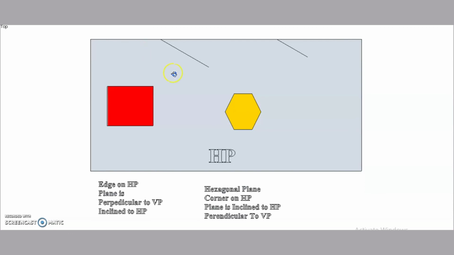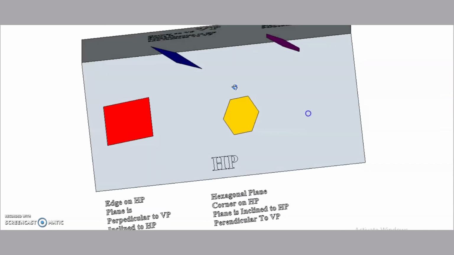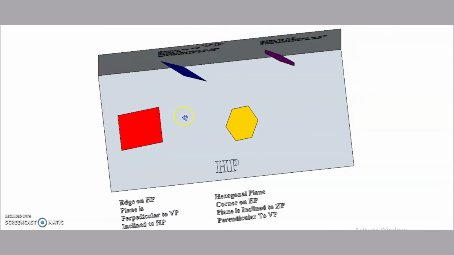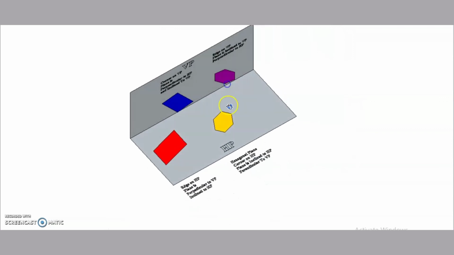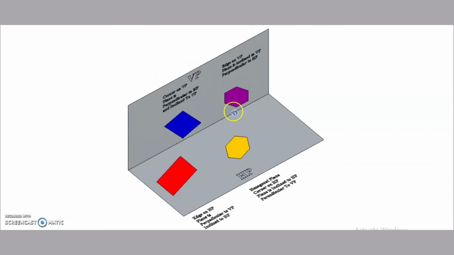Observe the top view. Perpendicular to VP, inclined to HP; inclined to VP, perpendicular to HP; inclined to HP and perpendicular to VP; inclined to VP and perpendicular to HP. So these are the different cases which show the resting position and orientation of these planes with respect to VP and HP.